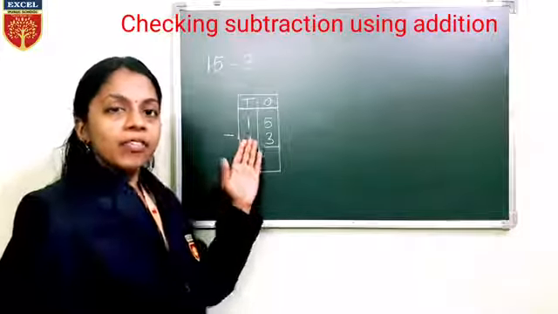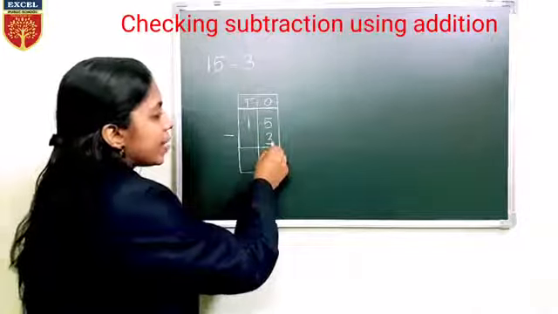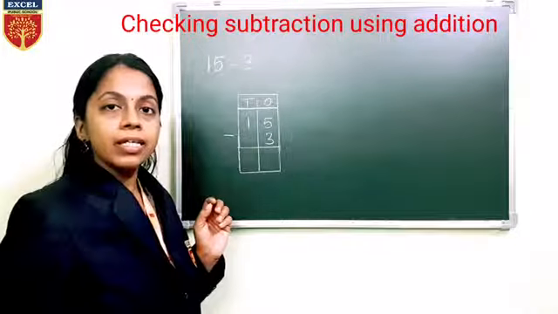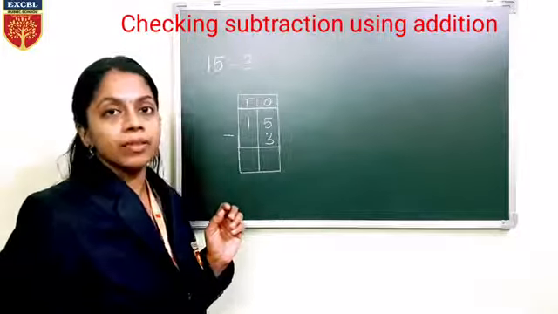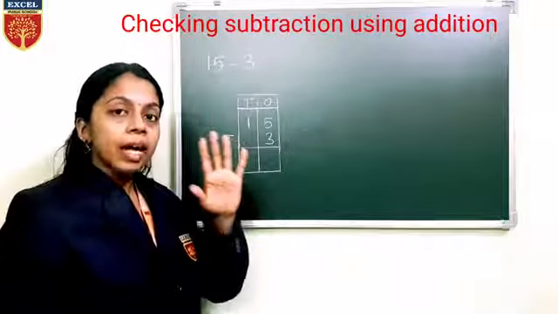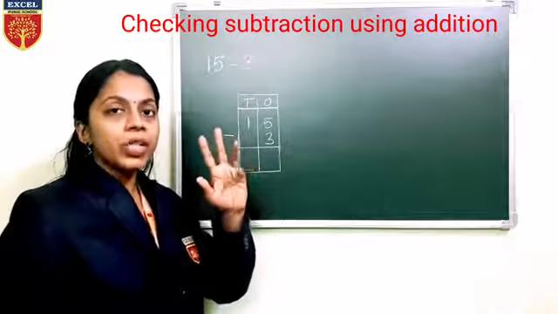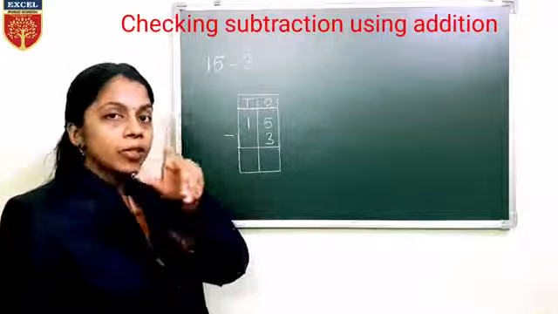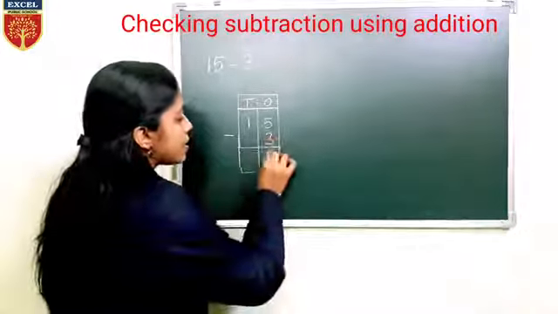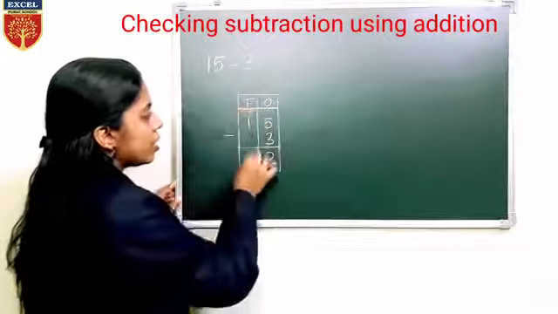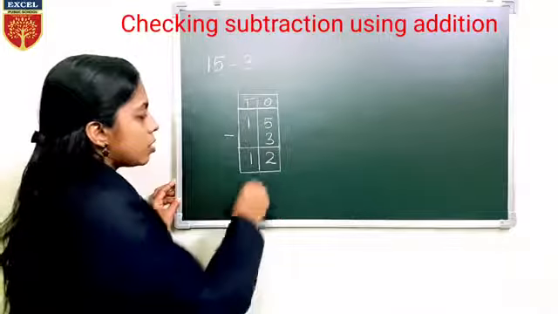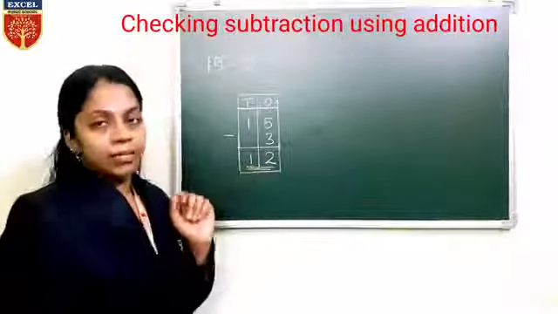Let's subtract and find. 5 minus 3. Subtract 3 from 5. 5 fingers and fold 3 fingers. 1, 2, 3. Balance 2. So 5 minus 3 is 2. Then this one. So we got the answer 12.